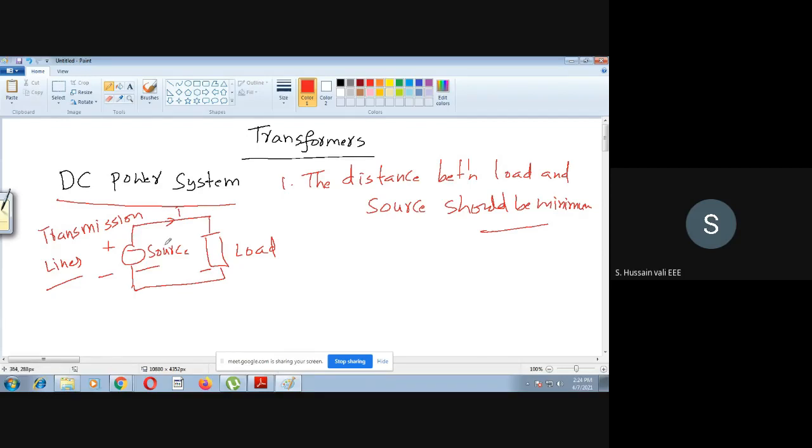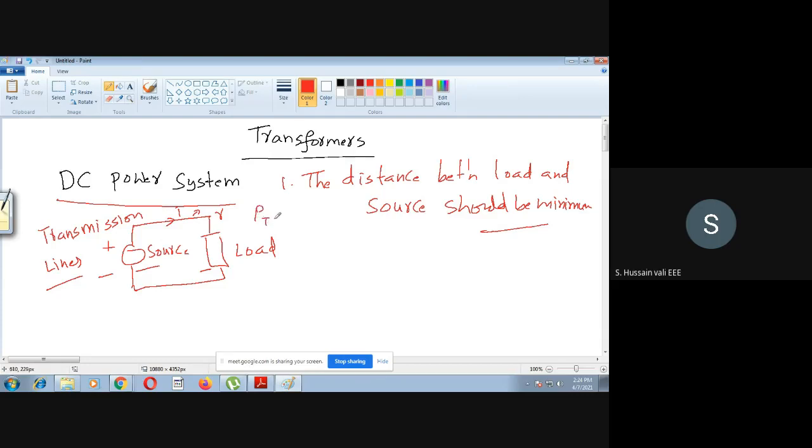When the same current is flowing through the transmission line, obviously this transmission line will have some resistance, because the line is generally made up of a conducting material. Any conducting material will have some resistance other than zero, because practically there is no conductor having zero resistance. So the transmission line connected between source and load has some resistance R. Then what is the power loss in the transmission line?